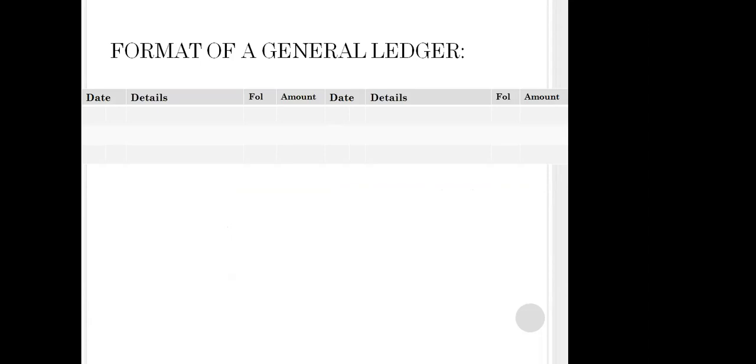And what are those headings? That's going to be the date of the transaction happening, with details, and you're going in with the small folio column. If you're going to write something in, that will be your journal. And then the amount will be the amount from the transaction.